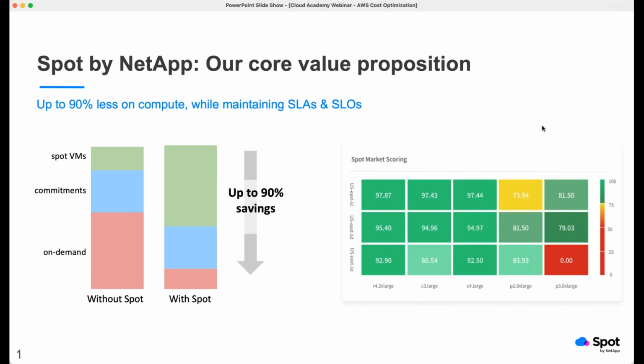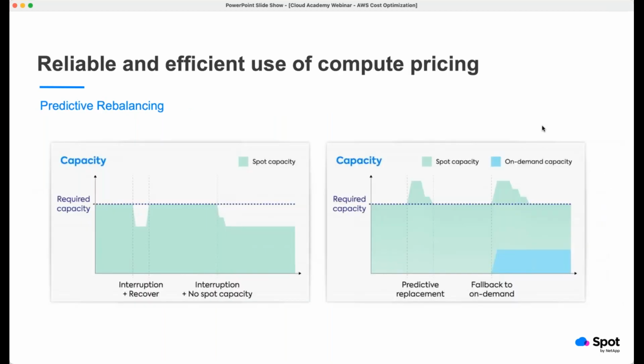Not only that, but we can tie in on-demand, reserved instances and spot instances into a holistic application that can keep you available 99%, 4 nines, 5 nines, whatever your application needs.